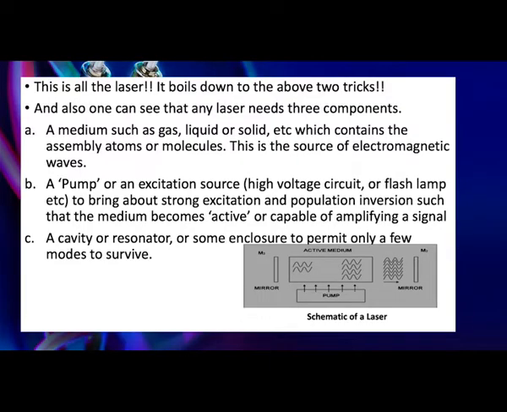You must plan for a proper pump source. The pump is the one which supplies energy to produce population inversion. Without population inversion, no laser. Without pump, no population inversion. So, you must give external energy, either in terms of electrical discharge, or optical pumping, optical shining, or current injection. You can inject a lot of electrons inside.